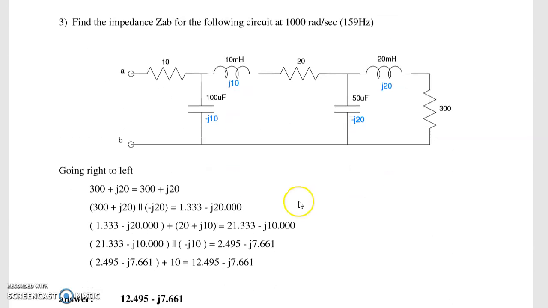The third problem is repeat. Here, we change the frequency and the impedance changes. So the inductors now become j10, j20. Capacitors become minus j10, minus j20. Repeat, and I should wind up with 12 minus j7 ohms.